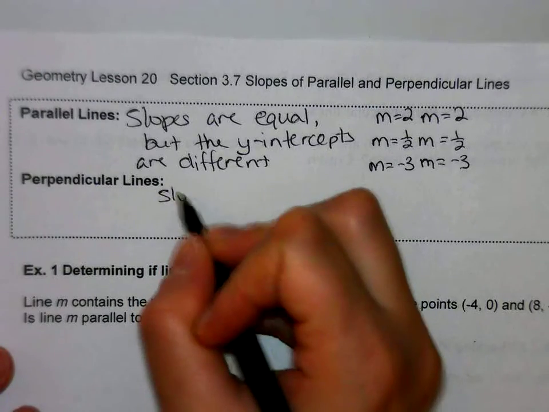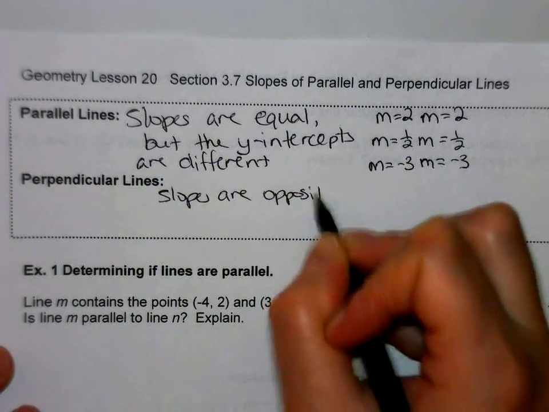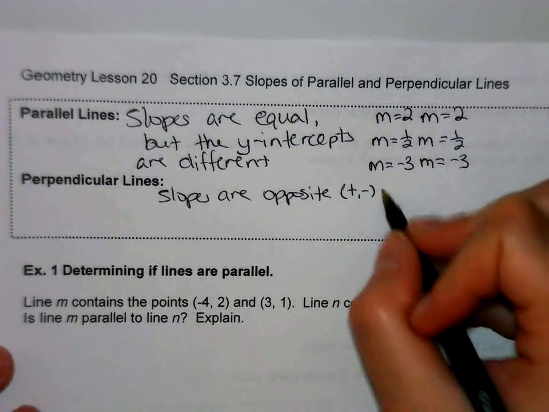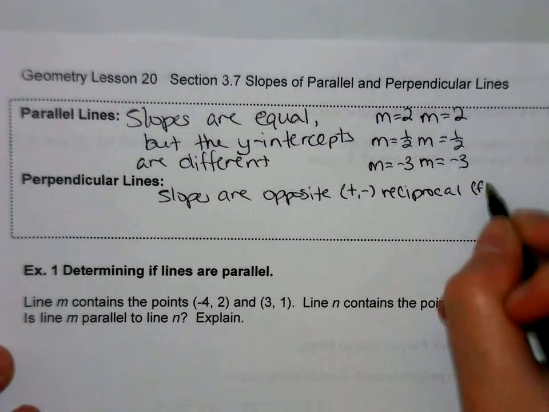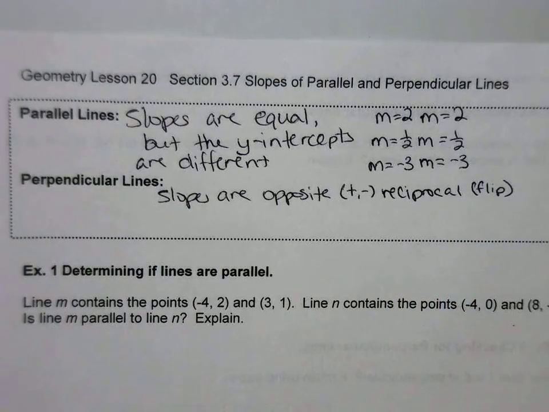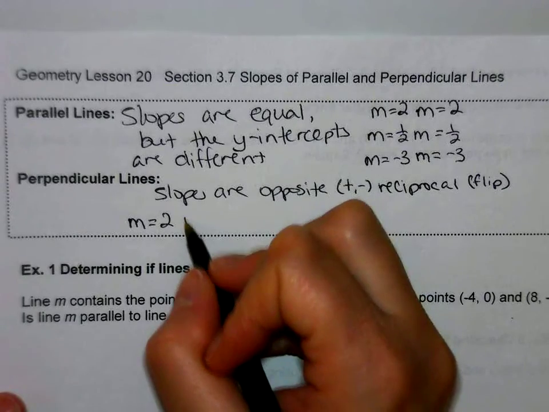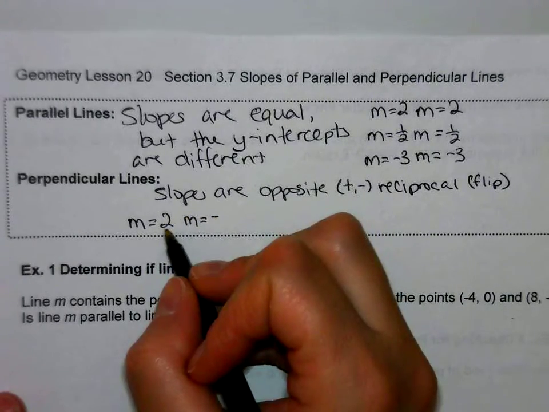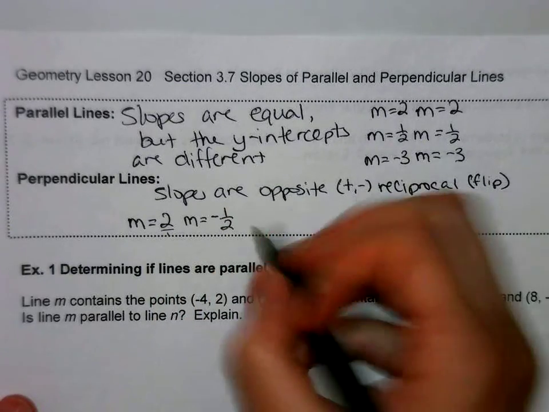The slopes are opposite reciprocals. Opposite meaning one is positive, one needs to be negative. And reciprocal, that's where you have the flip going on. So you have your fraction and it's flip-flopped. So for instance, if we had the slope of 2, the perpendicular slope would need to be negative because this one's positive. So 2 is really 2 over 1. So this is going to be -1/2.